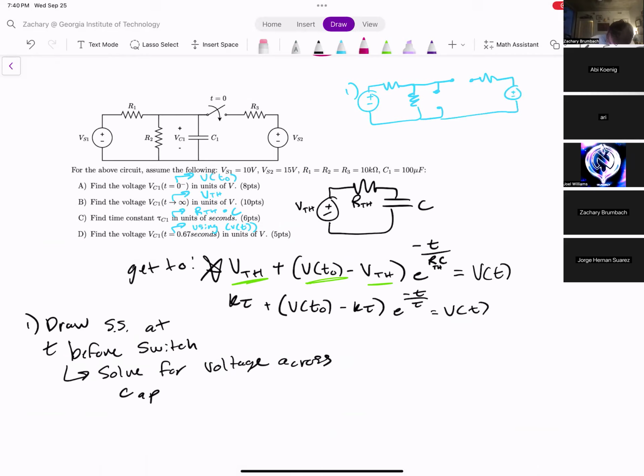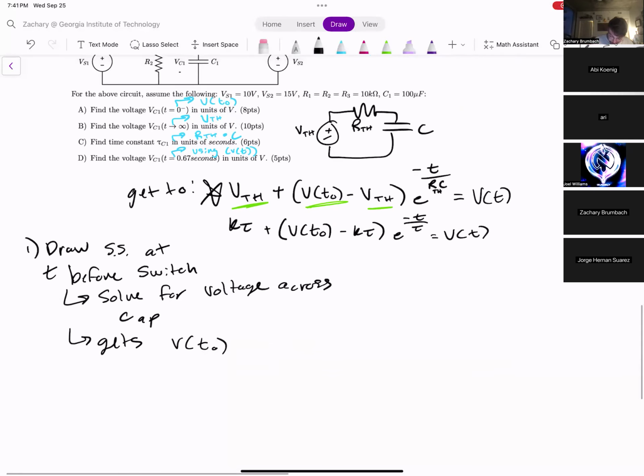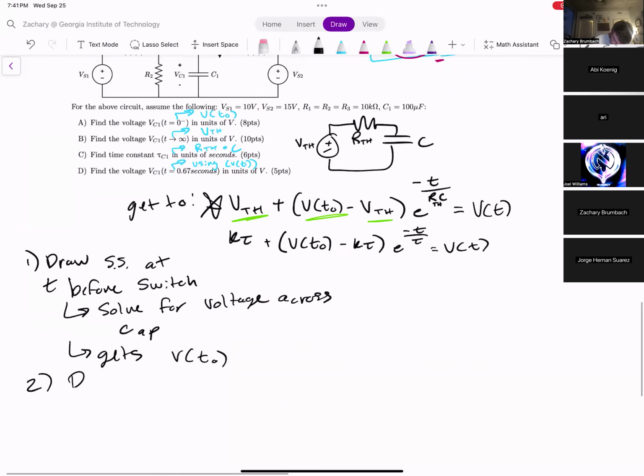Okay, so what we're looking for is the voltage from here to here, so across this resistor, right? Because it's just the jump between these two sides, which the nodes are shared across the resistor and across the capacitor. So we would find this voltage, and that would be my V at time t naught, okay? And this gets V of t naught. Two, draw steady state at t after the switch.